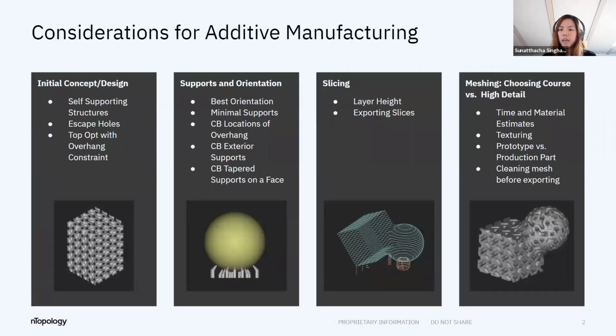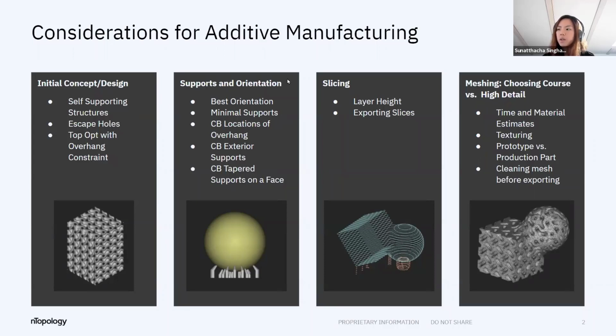So today's training will be split into 4 different sections based on the different considerations for additive manufacturing. We'll be going over things like the initial concept or design, and elements to consider when creating a design for additive manufacturing, such as self-supporting structures. We'll be looking at a few different lattice structures that are self-supporting, as well as how to create those escape holes for things like powder-based additive manufacturing methods, as well as looking at an option to add an overhang constraint to your topology optimization if you're going to be trying to remove material from a design space.